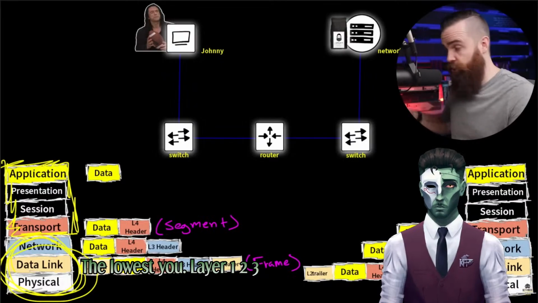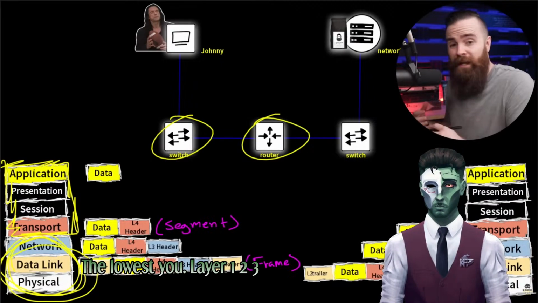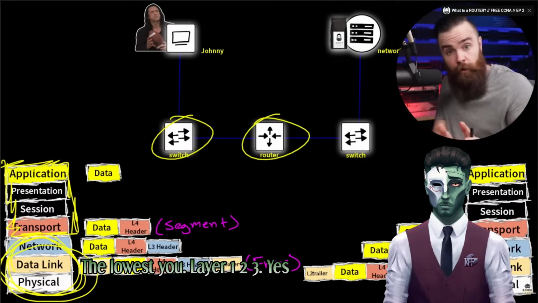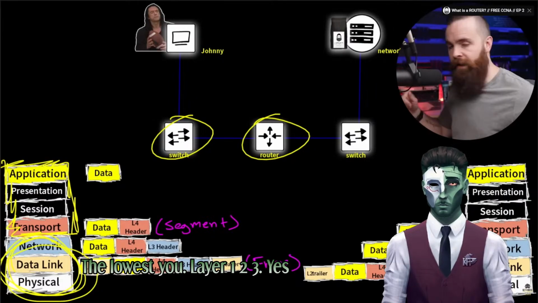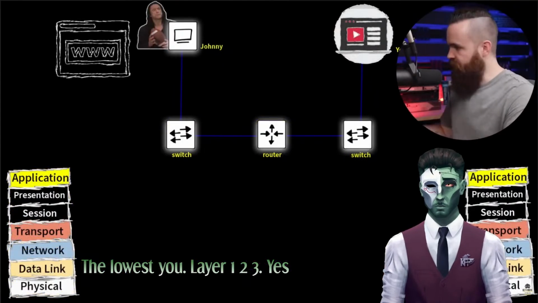If you've watched the previous videos, you should have a basic understanding of a switch and a router and what it does when internet traffic hits it. If you don't know what that is, then go back and watch those videos. But now we're going up. And Johnny already has his coffee. He's already ready to go. Now he wants to watch some YouTube videos.